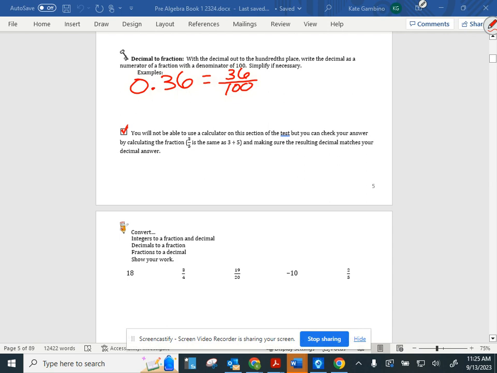Always simplify. What can I divide out of 36 and 100, Christian? 2. I can divide a 2 out. 36 divided by 2 is 18. 100 divided by 2 is 50. Am I done? No. What else can I divide out? Jude? You can divide by 2 again. I can divide by another 2. 18 divided by 2 is 9. 50 divided by 2 is 25. Am I done?